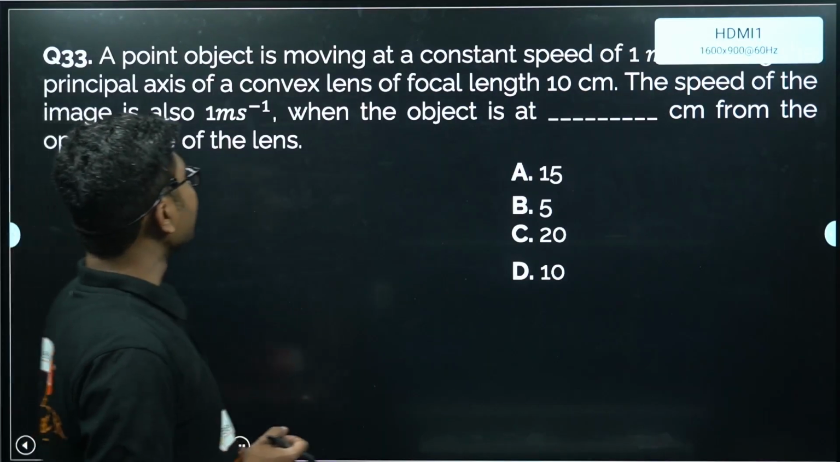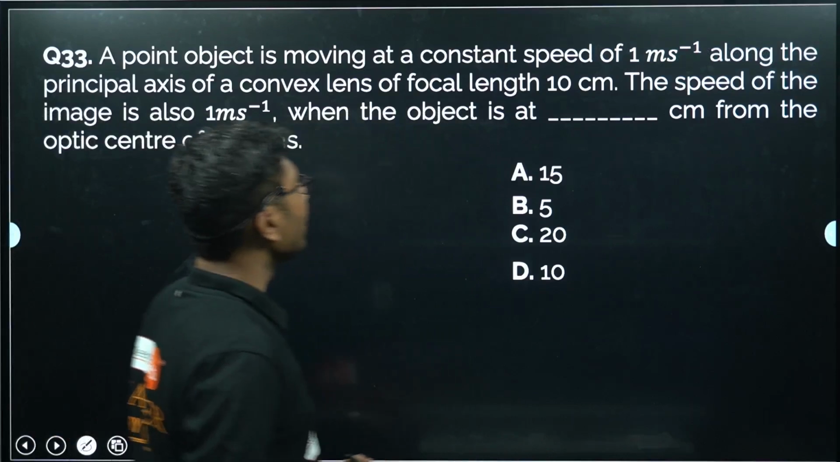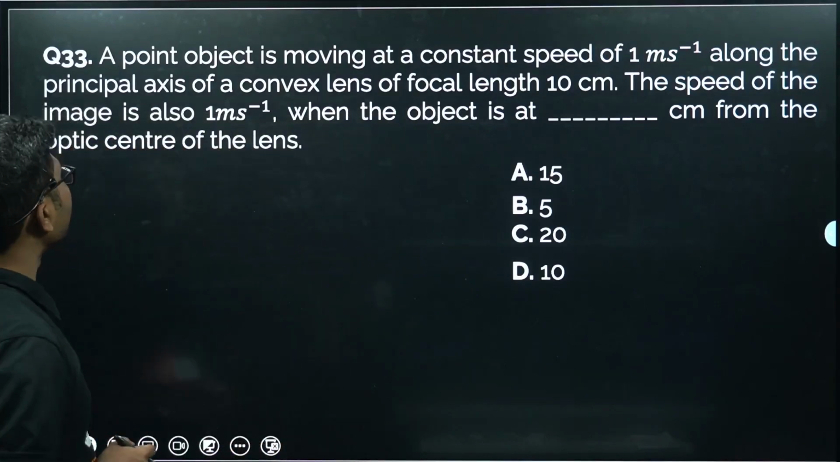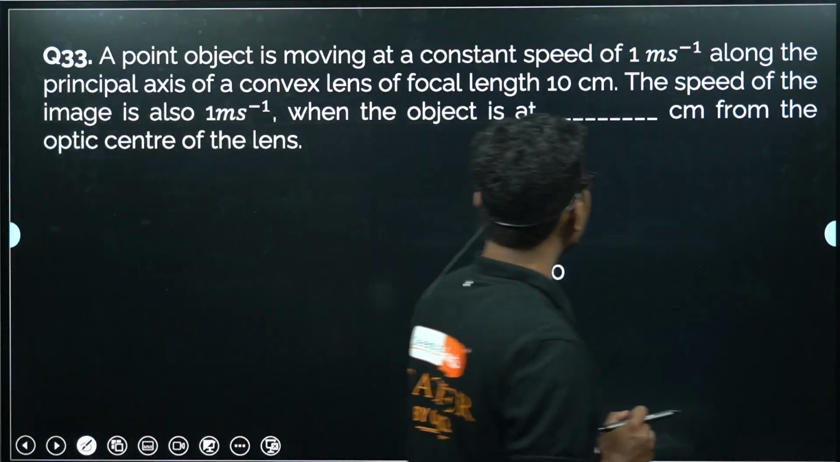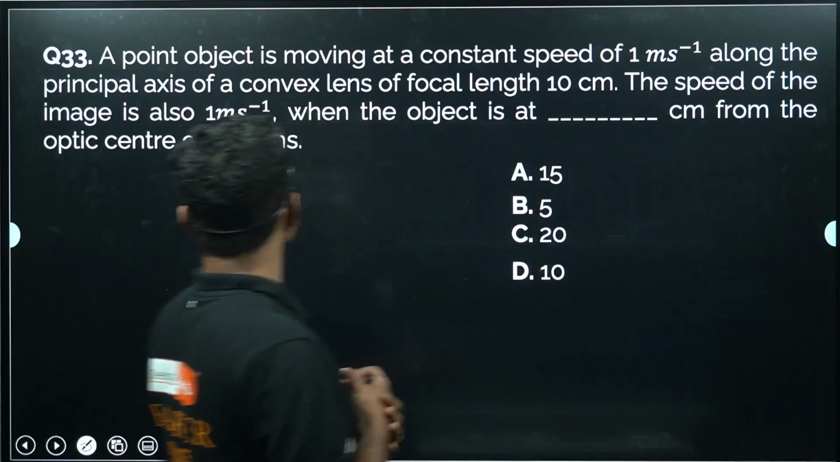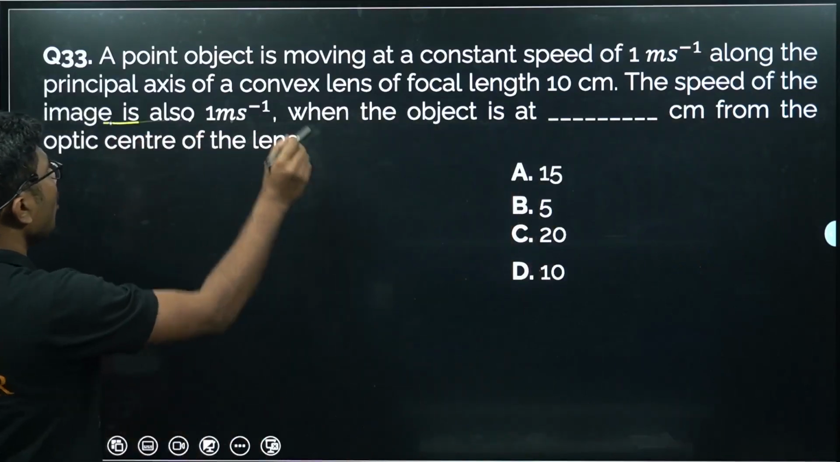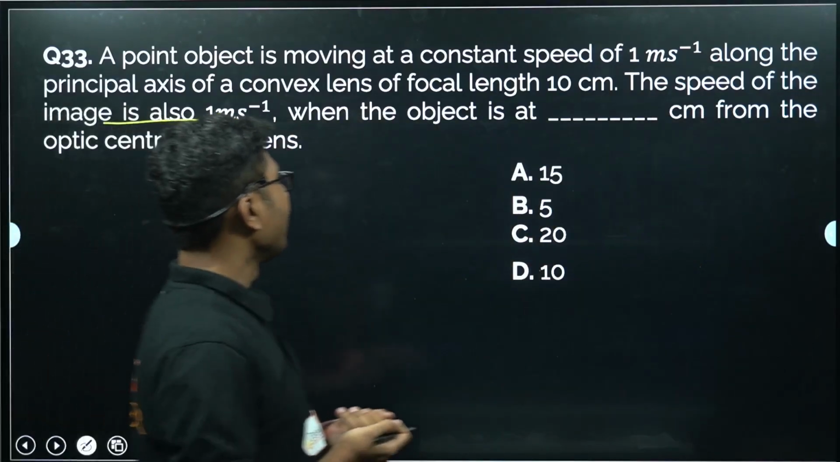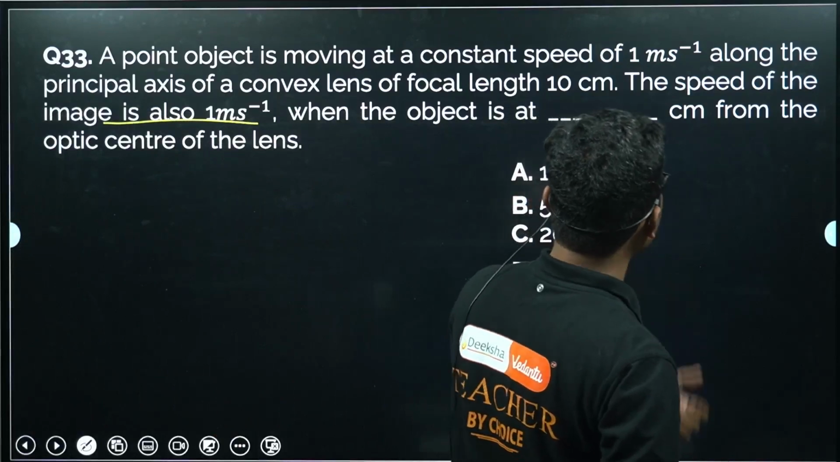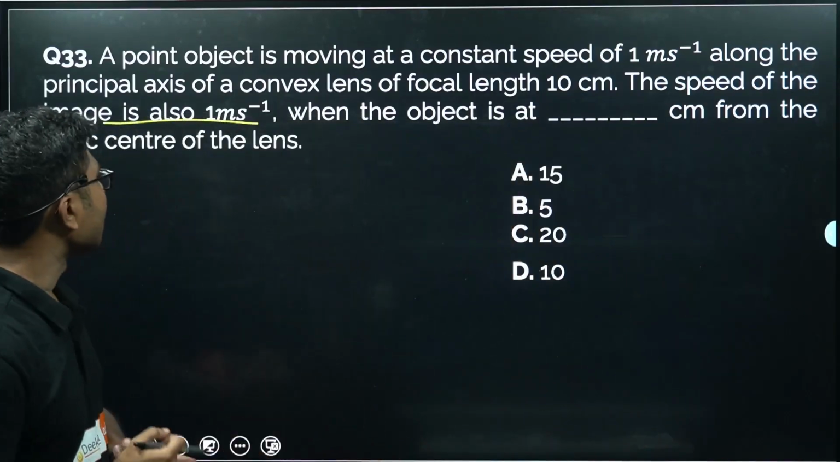A point object is moving at a constant speed of 1 meter per second along the principal axis of a convex lens of focal length 10 centimeter. The speed of the image is also 1 meter per second when the object is at dash dash centimeter from the optical center of the lens.